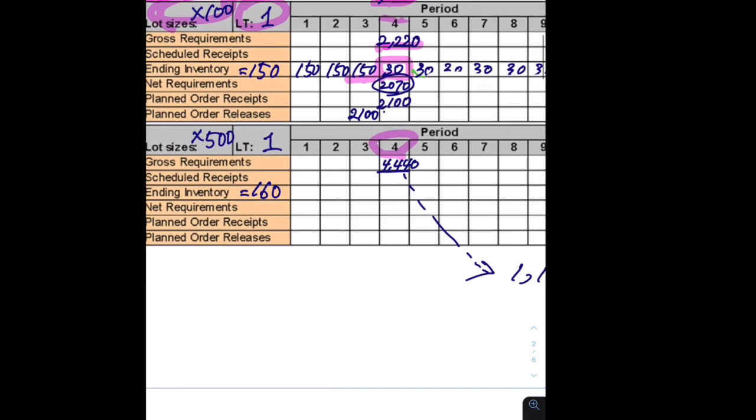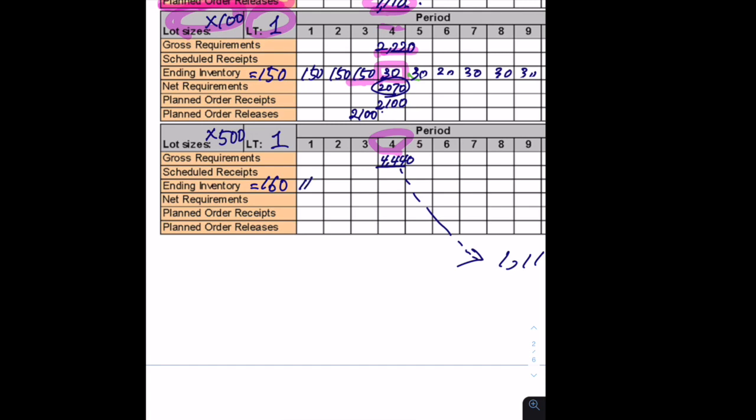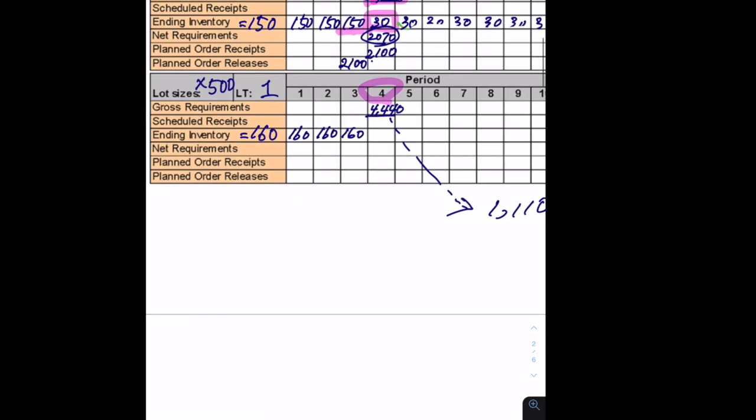Now, let's consider ending inventory. So we will keep 160 until week 3. Now it's week 4. So you have to consider first net requirements. What is this net requirements? Although I need 4,440, since I already have 160, right? So what is the net requirement? 4,200... let me see, I think it's 80. So 4,280. 4,280 is our net requirements.